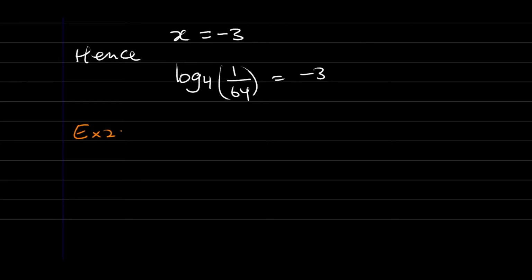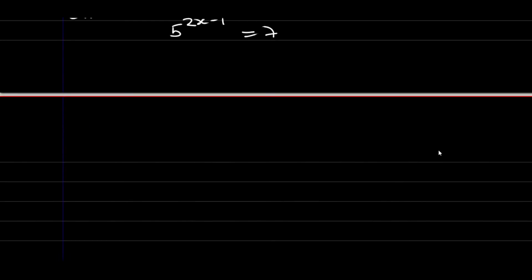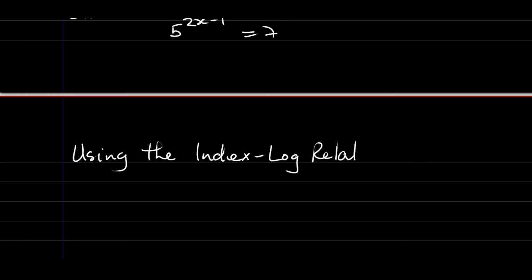Example 2. We're going to solve 5 to the 2x minus 1 equal to 7. And we're going to say to ourselves that we're given 5 to the 2x minus 1 equals 7. We're going to use the index log relationship.